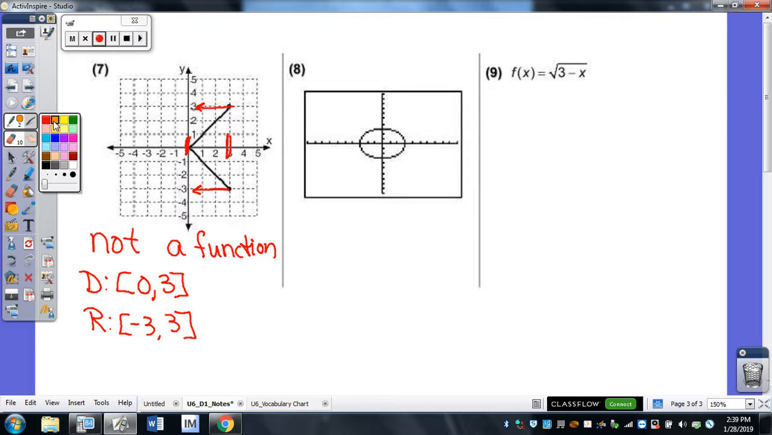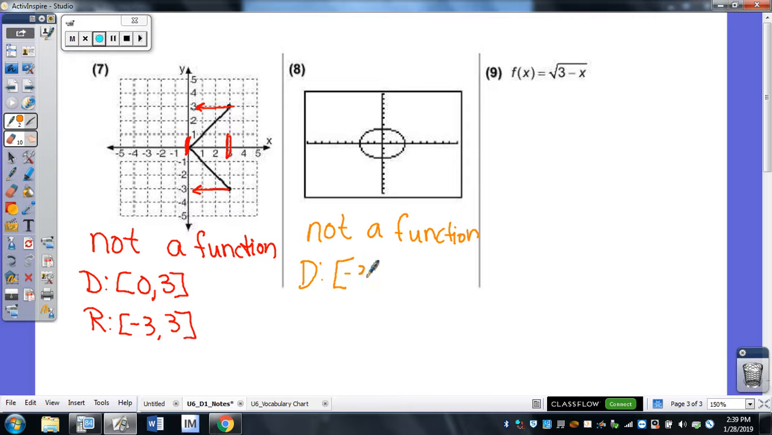8. Are we a function? Nope. Not a function. Domain. Again, I would want to use interval for this. What's our lowest x value? -3, and it stops at +3. How about for our range? -3, +3. And there we go.